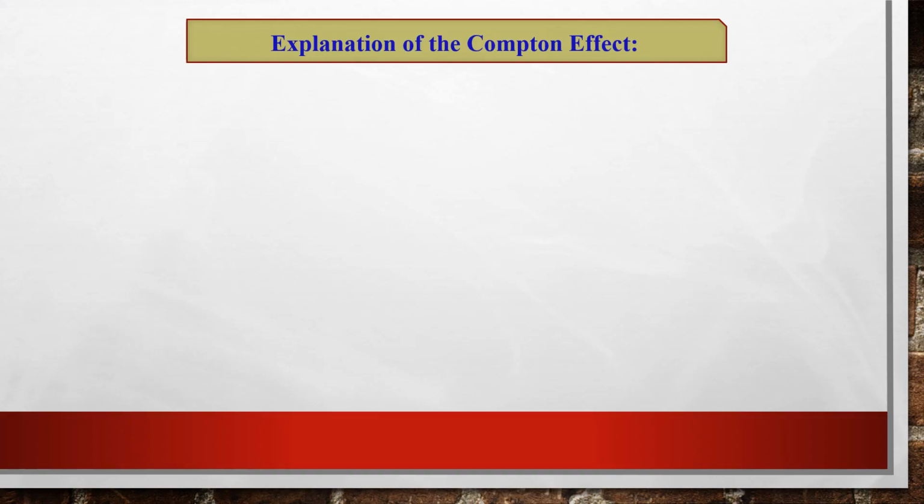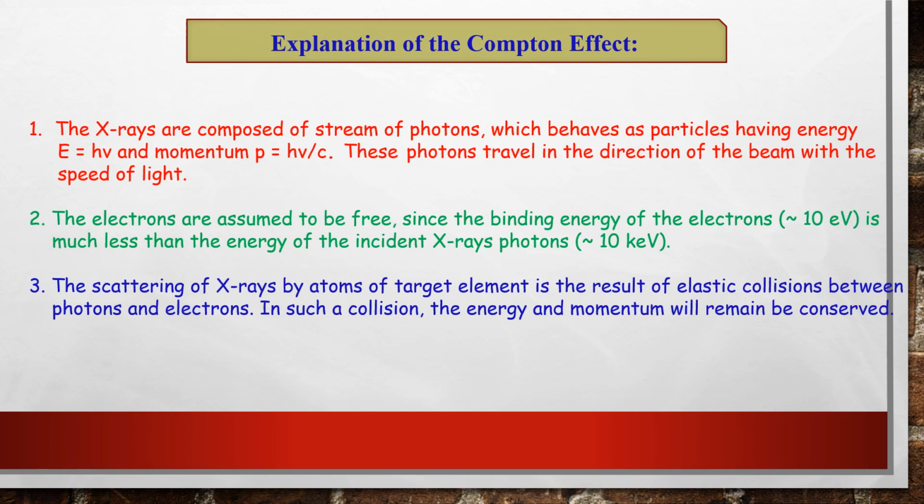Then Compton in 1923 gave the explanation of the experimental results based on the following assumptions. First, he assumed that X-rays are composed of photons which behave as particles having energy and momentum, just like what Einstein assumed in the theory of the photoelectric effect. Second, since the outer shell electrons of the target atom are loosely bound, it requires a very small amount of energy to leave the atom. So for high energy X-rays, loosely bound electrons are assumed to be free electrons at rest. Third, the collision between the incident photons and electrons is an elastic collision, just like two particles colliding with each other, and in such a collision, energy and momentum will be conserved.